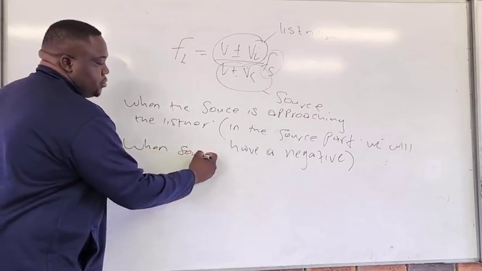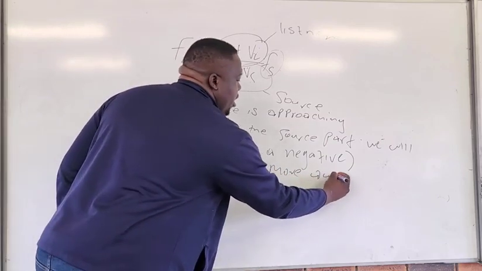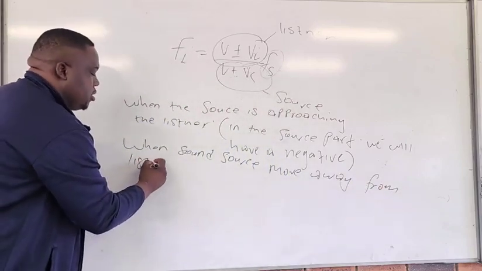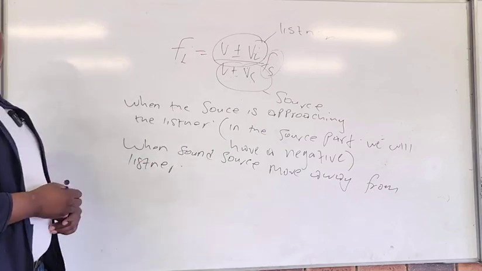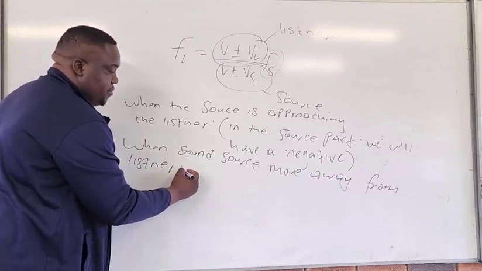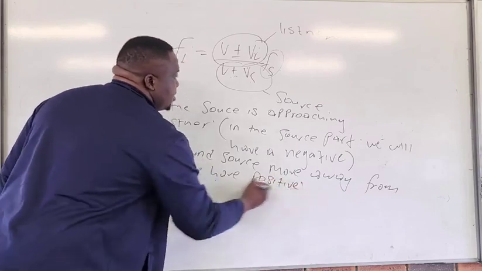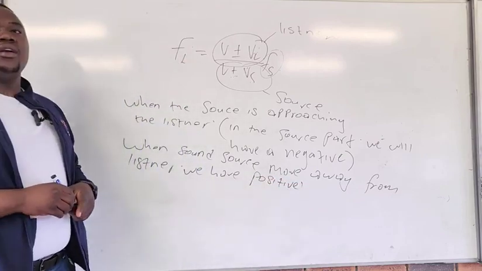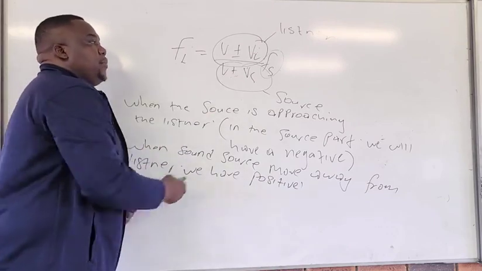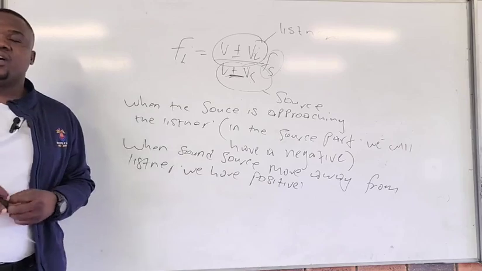Okay, then what does it mean when the sound source moves away from the listener? We're focusing on the sound source for now. When the sound source moves away from the listener, we're going to have a positive, or we use a positive sign. If they say a sound source is moving away, it means your formula is going to have a positive at the denominator. You understand?